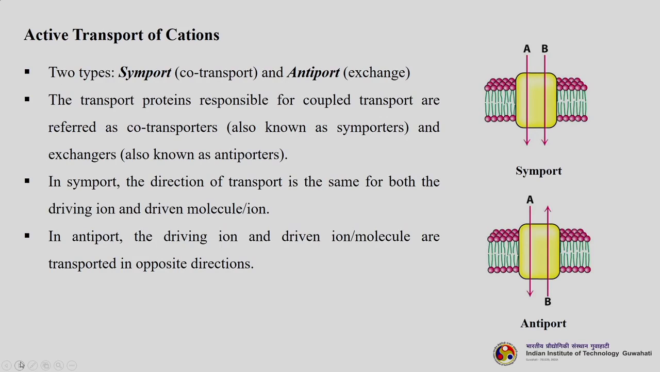Now, you can see the basic differentiation in the diagram itself. In symport, what is happening? The transport proteins responsible for coupled transport are referred to as co-transporters, also known as symporters, and exchangers, also known as antiporters. Okay. So, in symport, the direction of transport is the same for both the driving ion and the driven molecule or ion. Here both A and B are moving in the same direction, but in antiport it is the reverse. That is why the name antiport. The driving ion and the driven ion or molecule are transported in opposite directions. So, we will try to understand how symport happens.